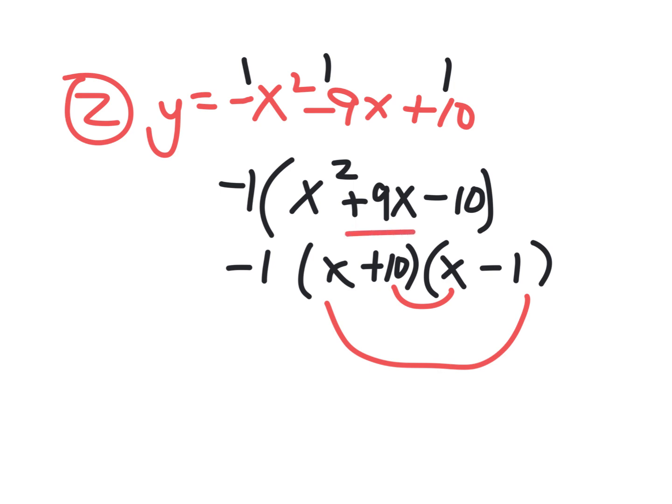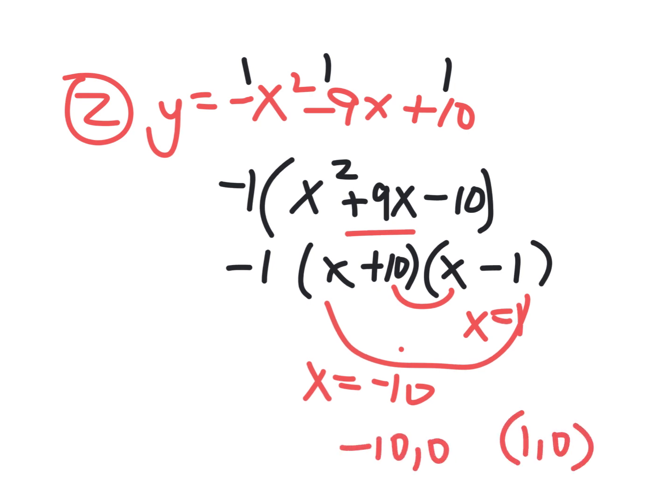So then my x-intercepts would be x equals negative 10, so negative 10 comma 0 if you want to put them that way, and x equals 1. Negative 10 comma 0 and 1 comma 0. Those are the x-intercepts, so their y must be 0.